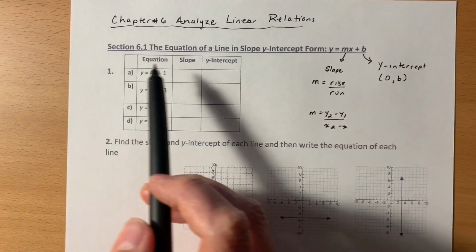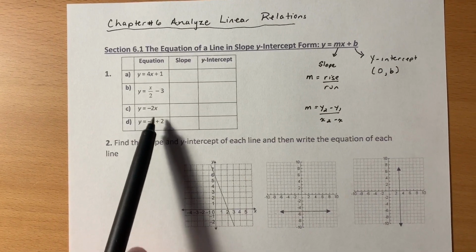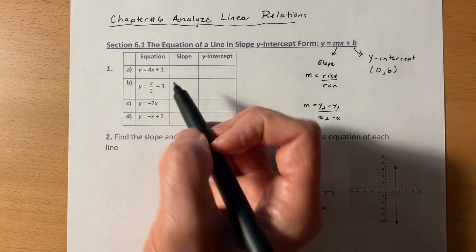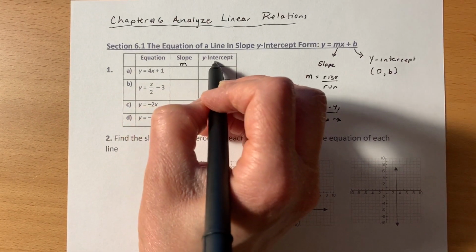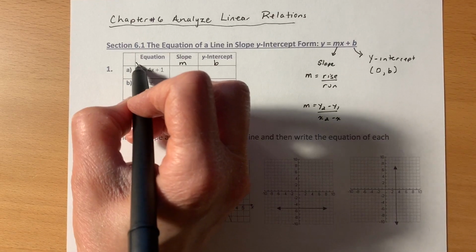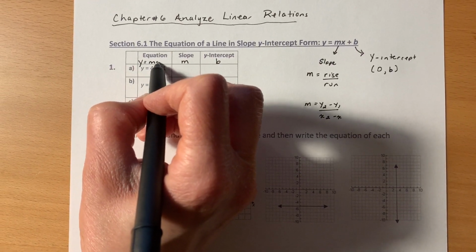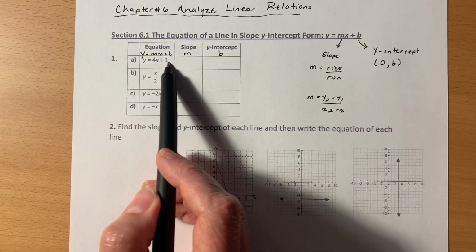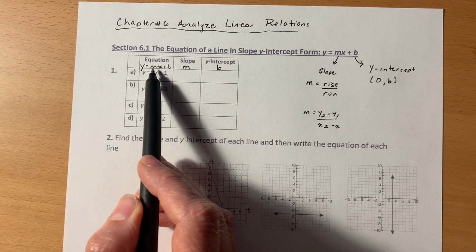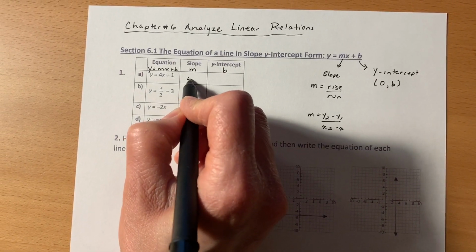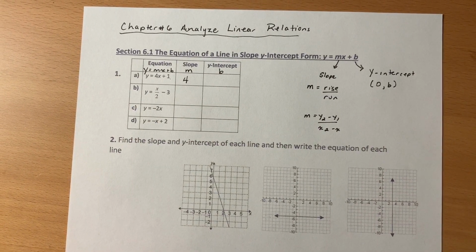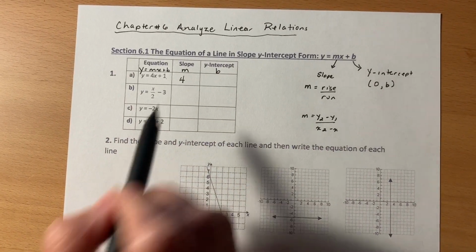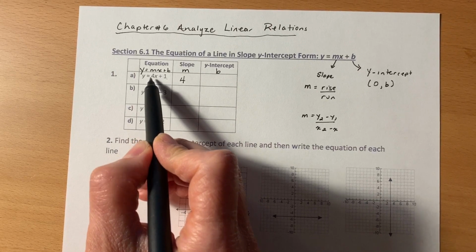Okay? So here we've got different equations, and we're going to read from the equation what's the slope and what's the y-intercept. Remember, slope is your m, y-intercept is b, and it's in the form y equals mx plus b. So if my equation is y equals 4x plus 1, I know my m value is the number in front of x, which is 4. Don't write 4x. X is the independent variable. M is the slope, which is 4.